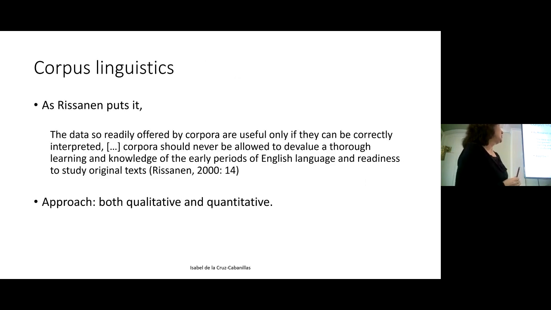So I'm using corpus linguistics, but I agree with Taavitsainen on the idea that data are useful if you can interpret them correctly, right? So my approach is both qualitative and quantitative, but it's more qualitative. So I'm not interested in numbers just for the sake of numbers, right? So I intend to do a qualitative analysis using or illustrating my arguments with examples from the corpus.